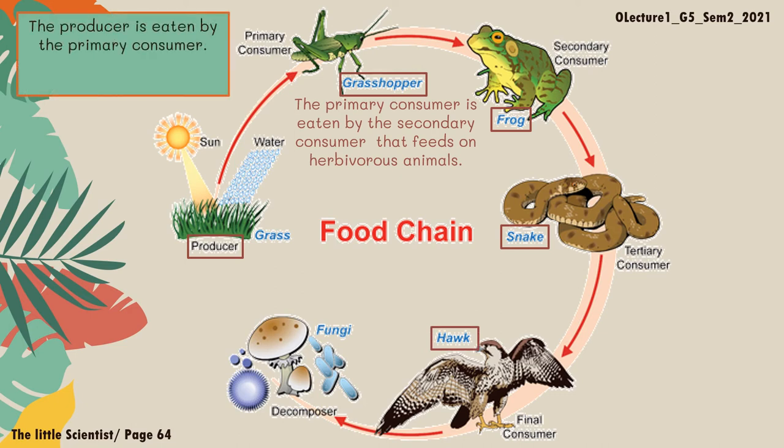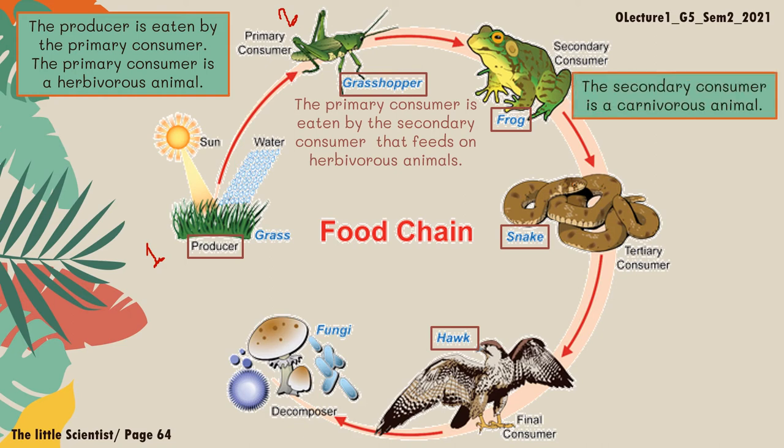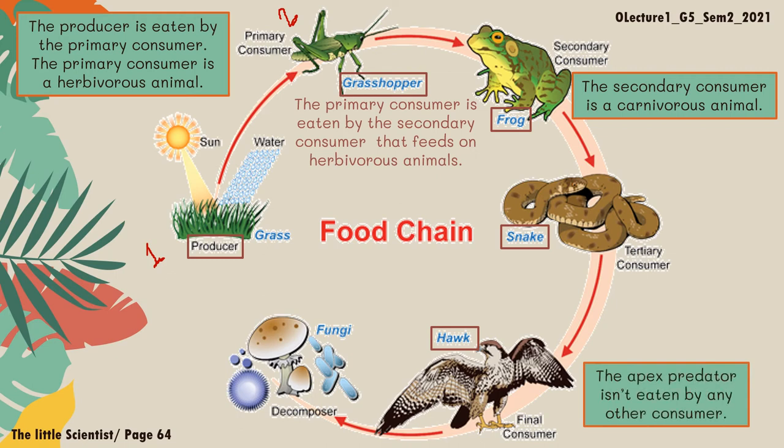The producer is eaten by the primary, the first consumer. So the first consumer is a herbivorous animal, since the first element in a food chain is always a plant. So the second element, which is the primary consumer, should be a herbivorous animal that feeds on plants. The secondary consumer, the second consumer, is a carnivorous animal that feeds on animals. The apex predator is the last element in a food chain. It is called apex predator because it's not eaten by any other consumer.